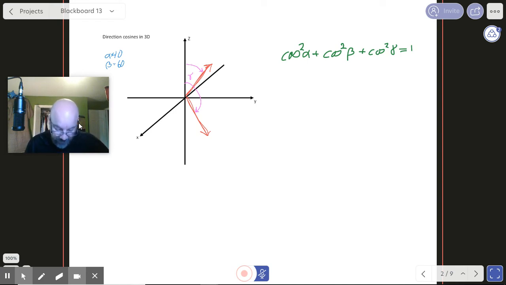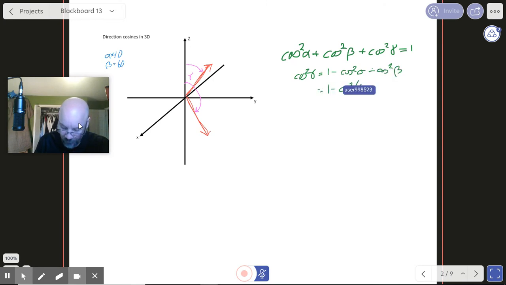Okay, so cosine squared alpha, cosine squared beta, cosine squared gamma. So we could figure out what we needed for gamma to be. Okay, and so if we do a little bit of algebra here, cosine squared gamma has to be 1 minus cosine squared alpha minus cosine squared beta. So I'd have 1 minus cosine squared 40 degrees, we're just making up numbers, minus cosine squared 60 degrees, we're just making up numbers. And so that's going to get us some answer.